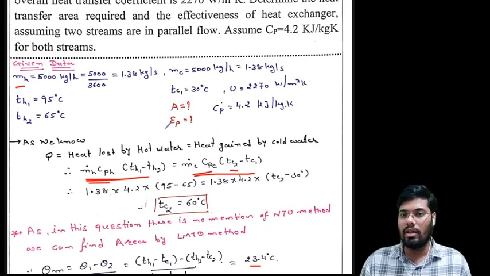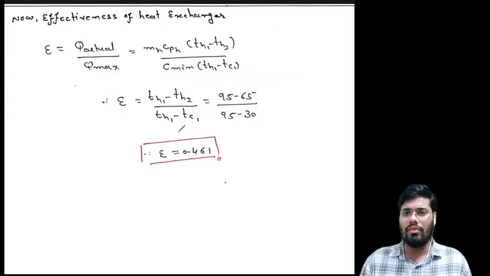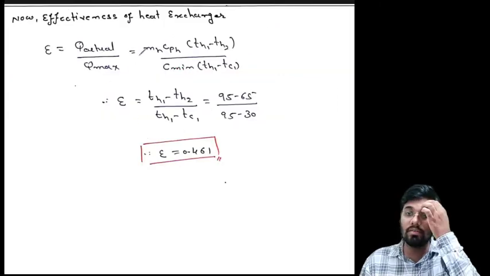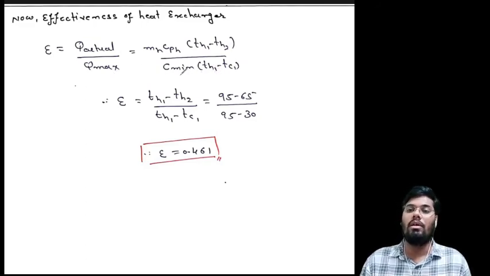Now what do we need to find out? The value of effectiveness. To find the effectiveness, we have the equation Q actual by Q maximum. We know the value of Q actual, either MHCPH TH1 minus TH2 or MCCPC TC2 minus TC1. What is the value of Q max? It is C minimum into TH1 minus TC1.